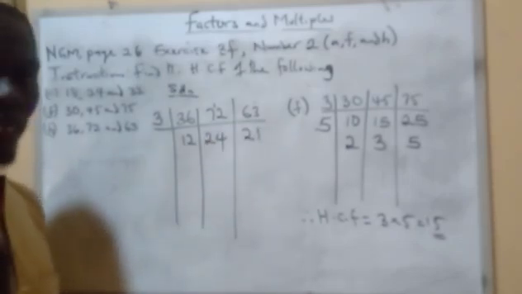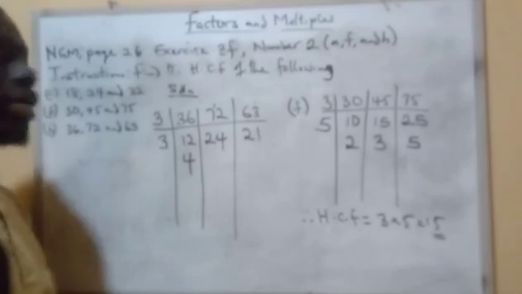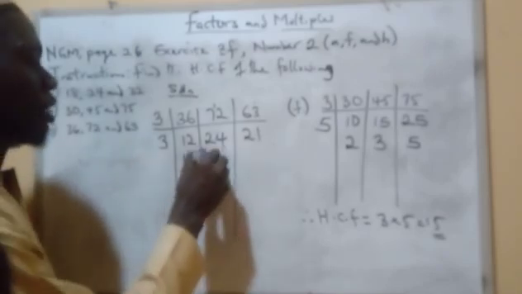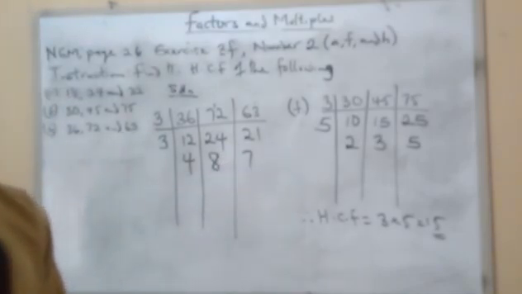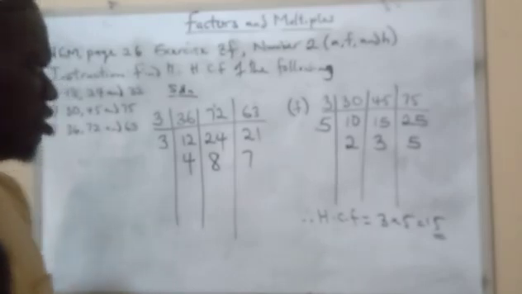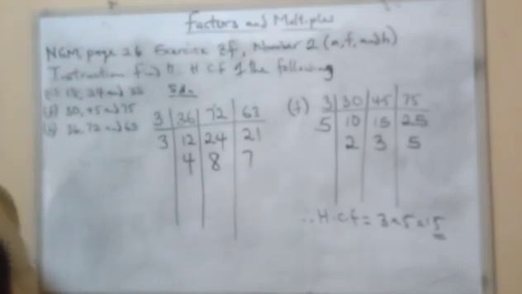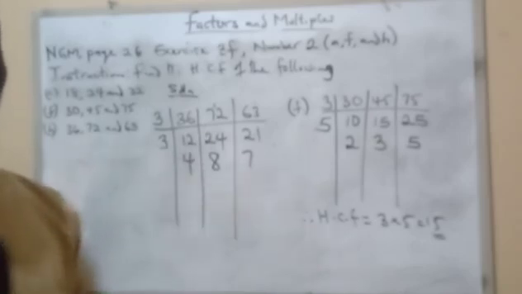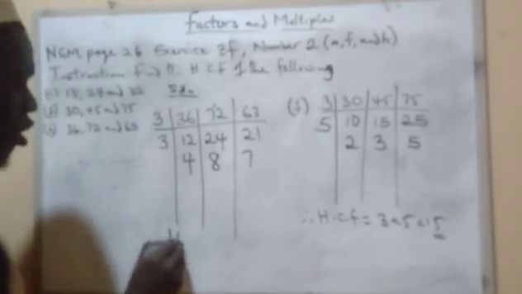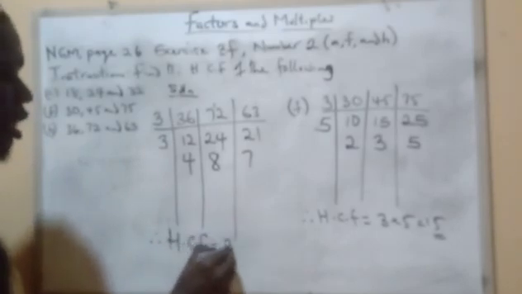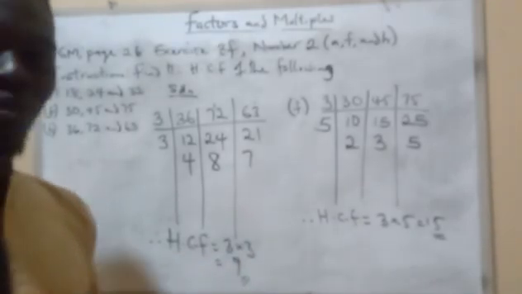Can we still use 3? Yes, of course we can. 3 in 12, we have 4. 3 in 24, we have 8. Then 3 in 21, we have 7. Can we still use 3? No. Can we use 2? No, because 7 is there. So the only other thing is 1, and that will not affect our final result. So therefore, the HCF of the set of numbers is 3 times 3, which is 9. And that is it about HCF.